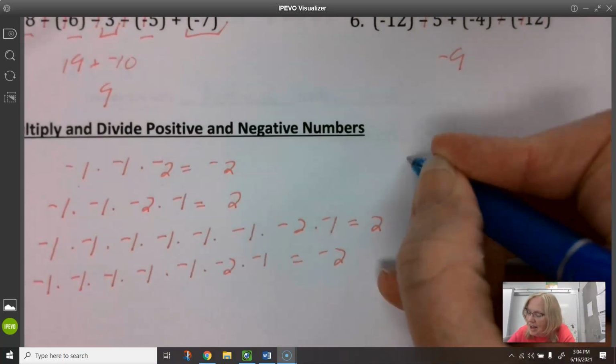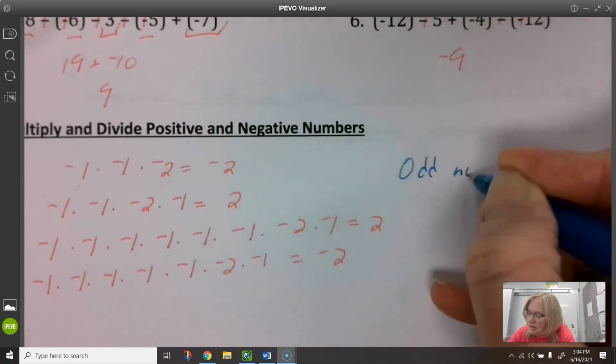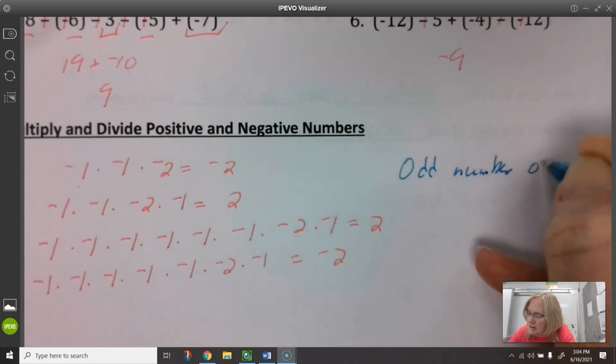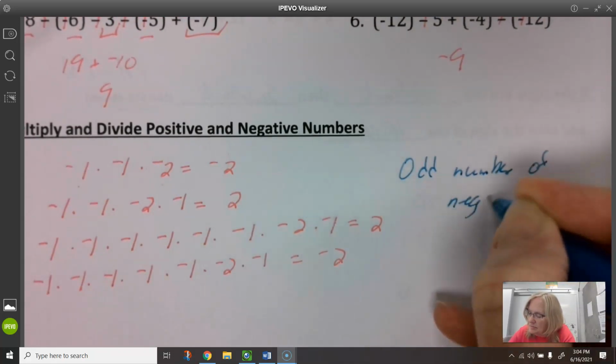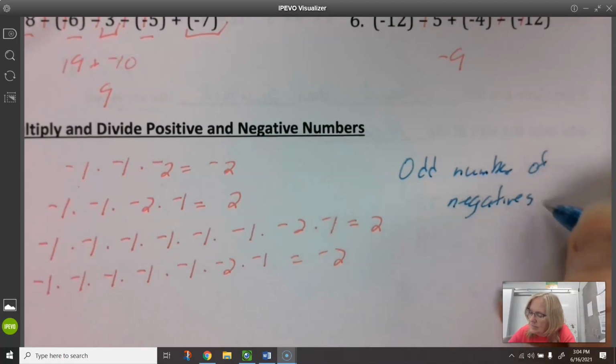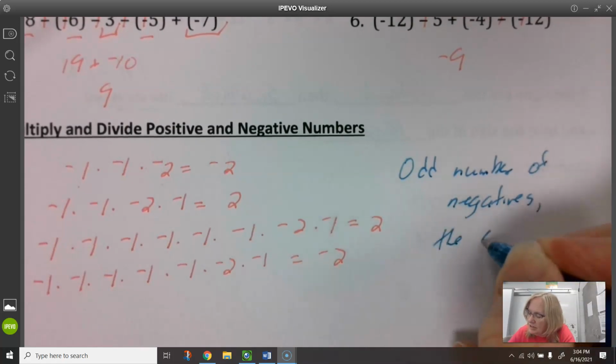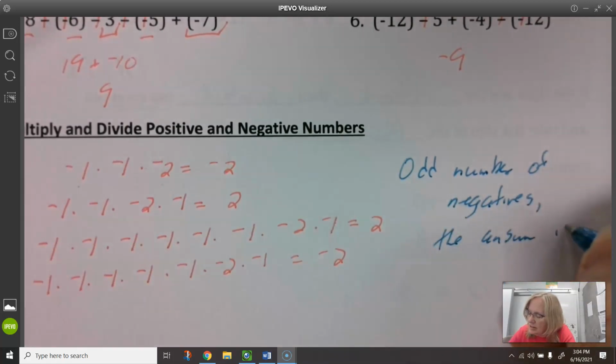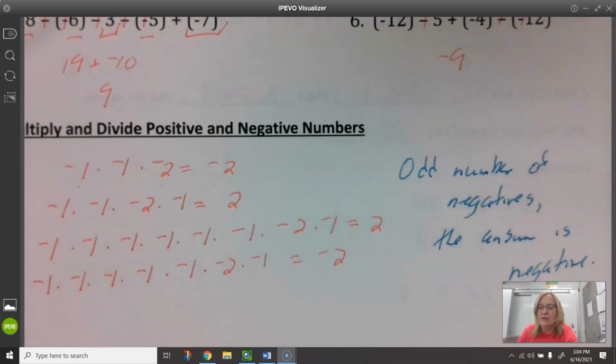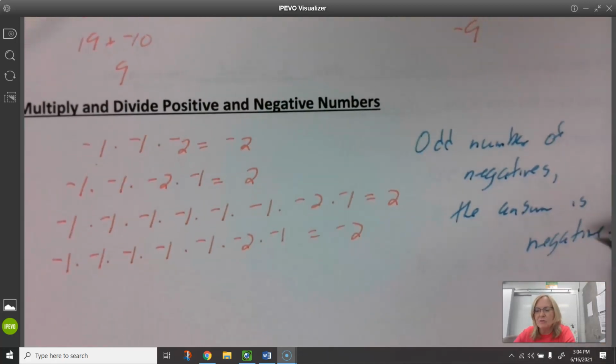If I have an odd number of negatives, the answer is negative. And if I have an even number of negatives, my answer is positive. Okay? So that's one way to remember it. Odd number of negatives, my answer is negative. Even number, my answer is positive.